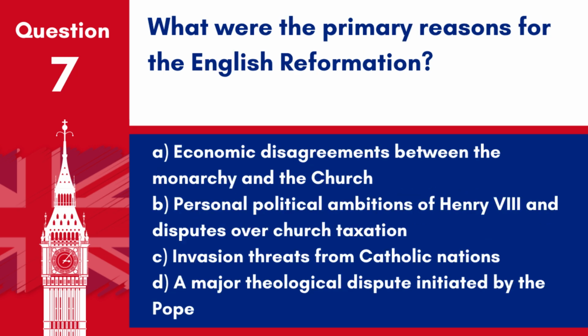Question 7. What were the primary reasons for the English Reformation? A. Economic disagreements between the monarchy and the Church. B. Personal political ambitions of Henry VIII and disputes over church taxation. C. Invasion threats from Catholic nations. D. A major theological dispute initiated by the Pope.